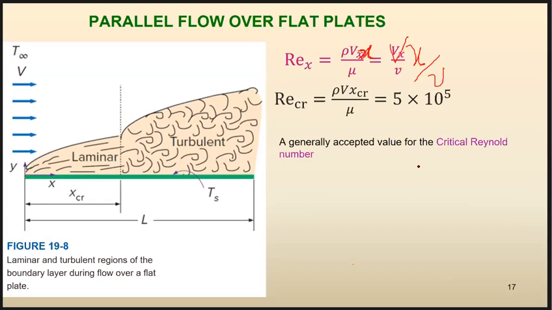As I said, 5 times 10 to the 5, but the actual value of the engineering critical Reynolds number for a flat plate may vary from 10 to the 5 to 3 times 10 to the 6, depending on the surface roughness, the turbulence level, and the variation of pressure along the surface. But for now, we assume that if the flow has a Reynolds number smaller than 5 times 10 to the 5, then the flow is laminar.